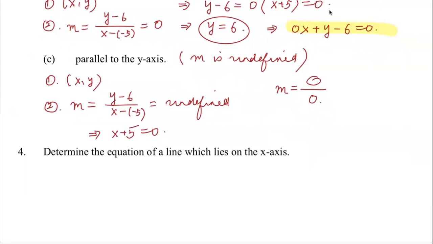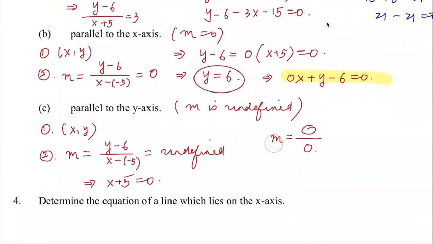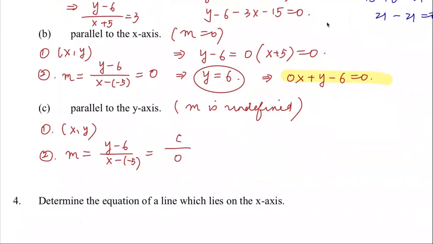Let me think how I can explain this clearly. Just give me 1 second. Okay, so let me try to explain this better. When the slope is undefined, we know that the slope must be of the form, let's say, some number, let's call it c, over 0, right? And this gives us (y minus 6) over (x plus 5) is equal to c over 0, right? Because only in this case, the slope is undefined, right?